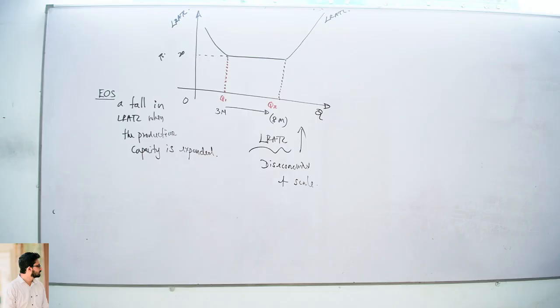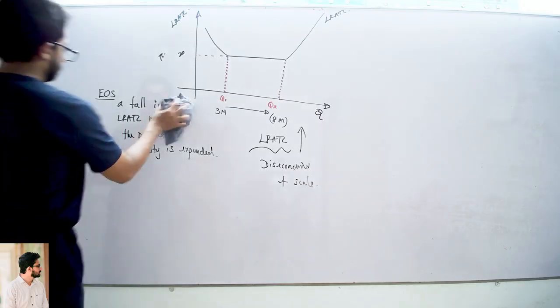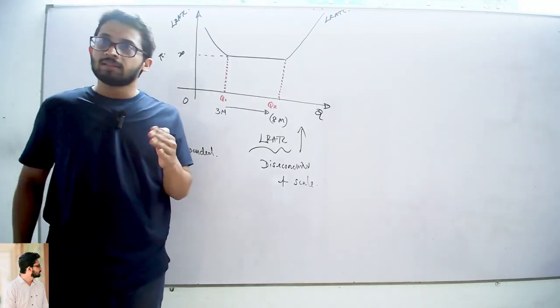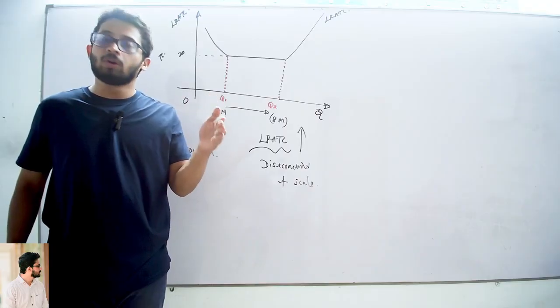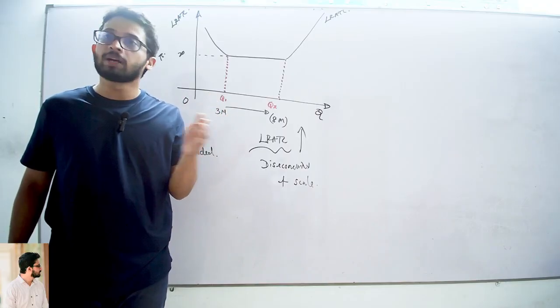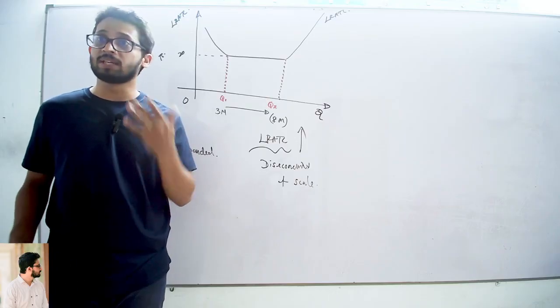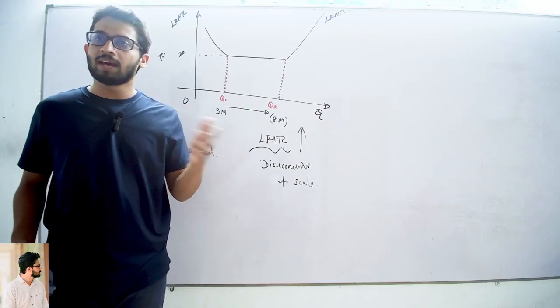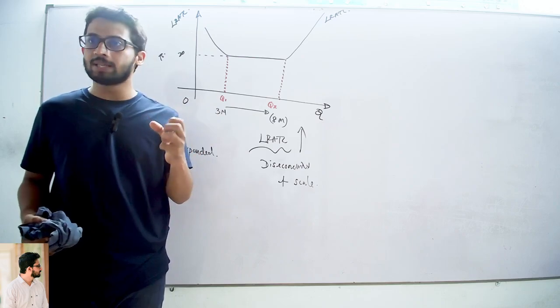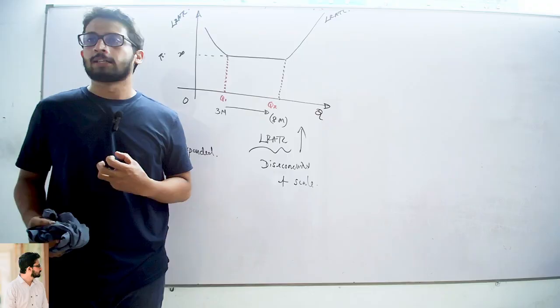Then for the reasons for economies of scale: why is there a fall in long run average total cost when production is expanded? There should be some reason. In this world, everything happens for a reason. There should be a proper reason, logic behind the concept.